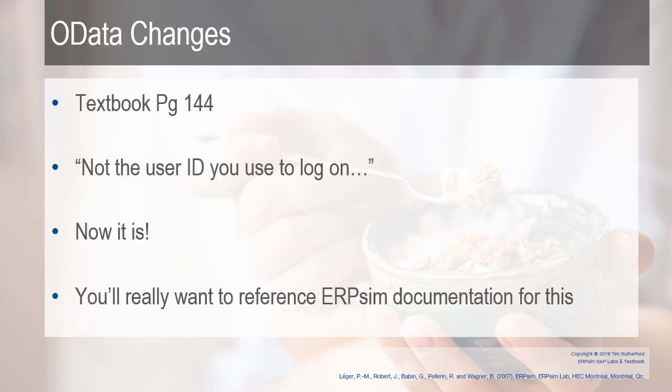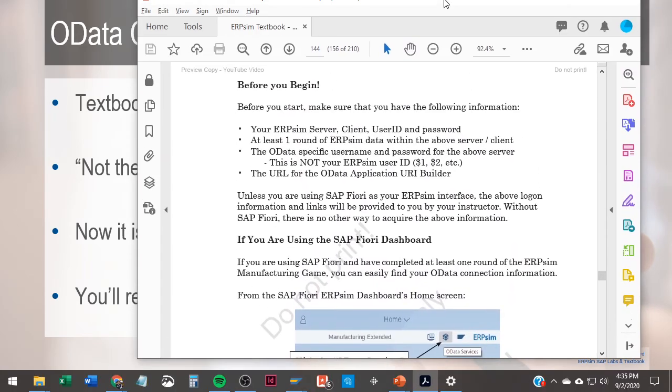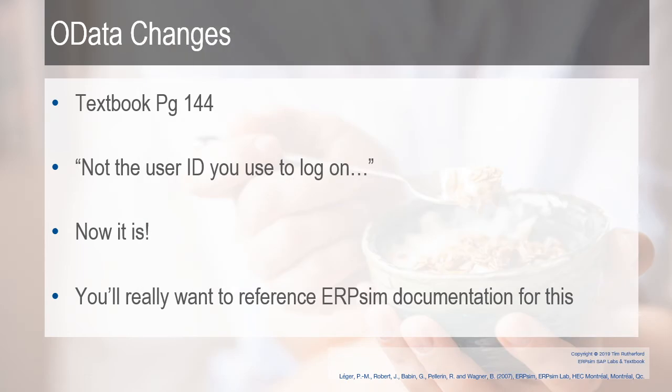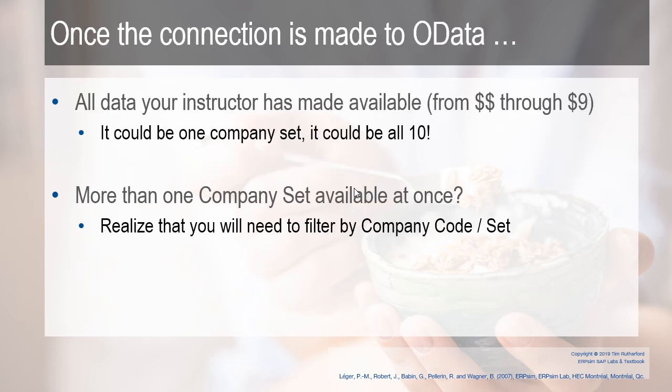Now, another big piece that has changed within the fall 2020 release is OData, which you may or may not be using. My classes use this. But there are many points within the textbook where it says you need to use the OData specific username and password. This is not your ERPsim user ID. Well, it is now. So the instructions within this, you're going to have to improvise a little bit. Within my classes, I'm going to actually post the documents from ERPsim for OData. So realize that there's just a different way of approaching it, but then once you get the data, it ends up being the same.